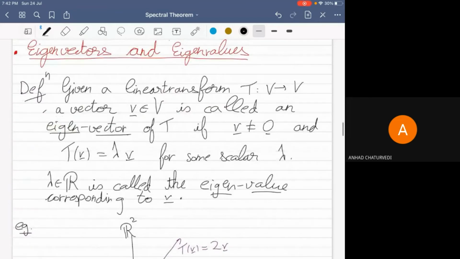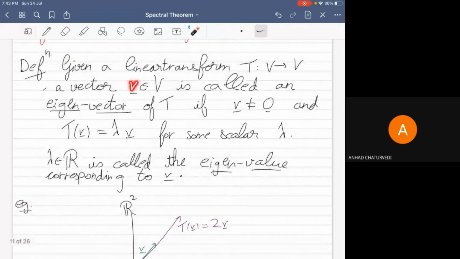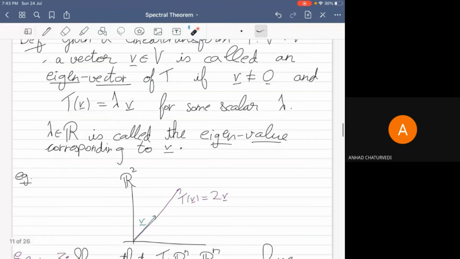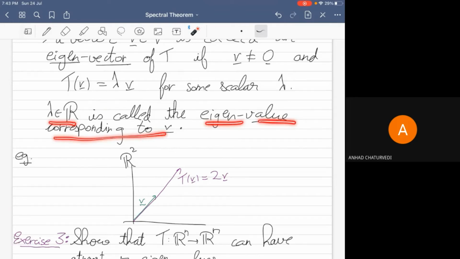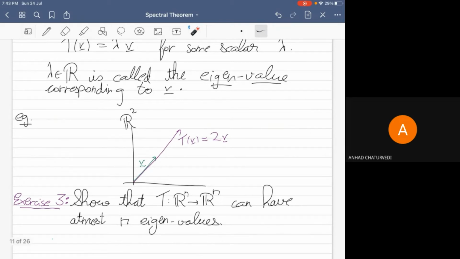Okay, let's do this. Given a linear transform T from V to V, a vector V is called an eigenvector of T if, first, V is non-zero, and second, T applied to V scales V, as in T of V is lambda V for some scalar lambda, and lambda is called the eigenvalue of V. So in this picture, if we have a vector V and the linear transform is fixed, we say this vector is an eigenvector because T scales it, as in let's say T of V is 2V, and then 2 would be an eigenvalue.